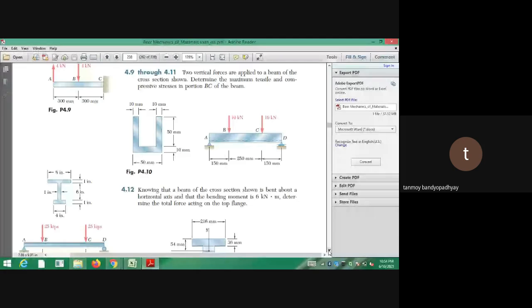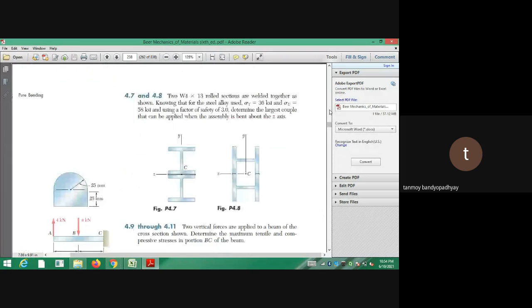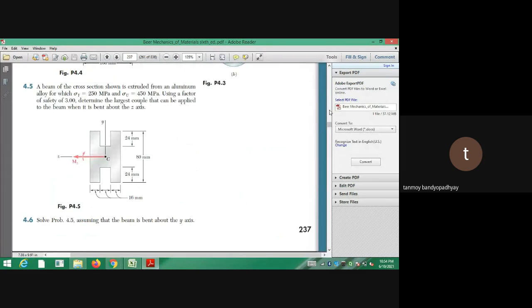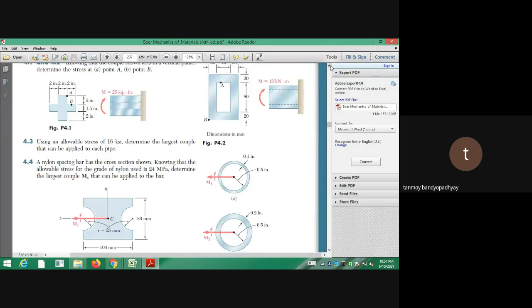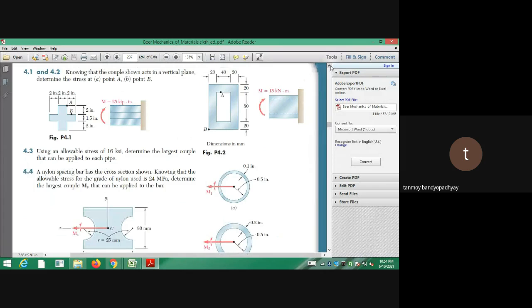Number one, no more problems on these. Therefore, 4.4 is given. So this is a cutout cross section. When there is a cutout, it will be A1, A2 minus, like those things. So when you are calculating the I for a cutout, you have to write A1 Y1 minus A2 Y2 divided by A1 minus A2, the things you have learnt in your engineering mechanics.